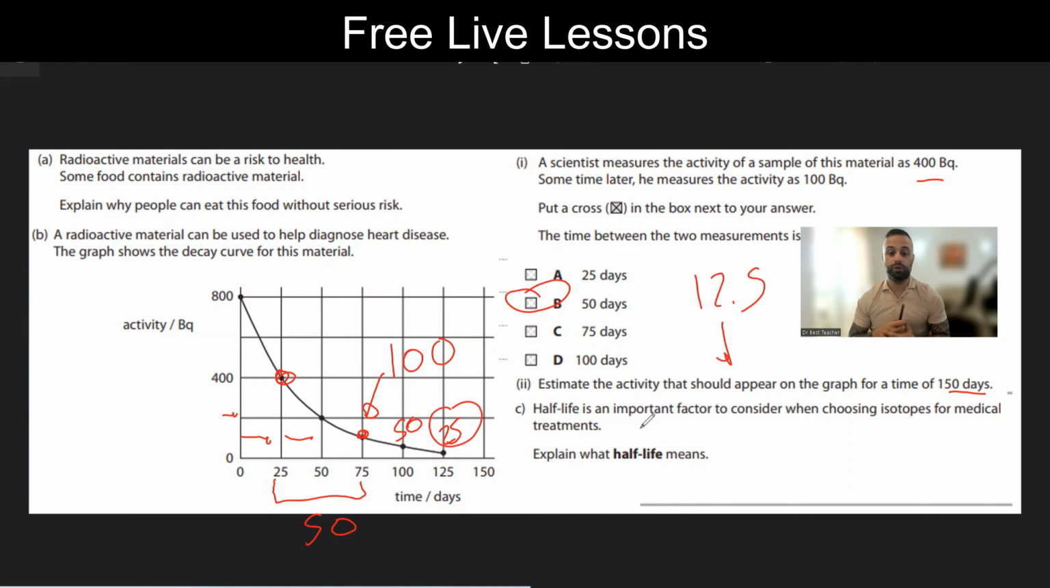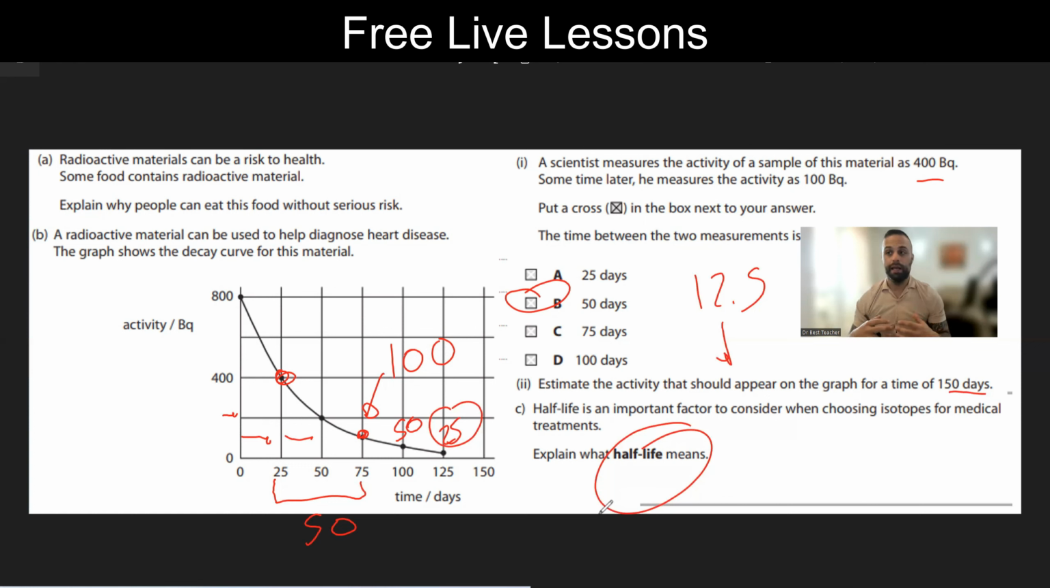Half-life is an important factor to consider when choosing an isotope. What is meant by a half-life? The half-life is the time taken for half the radioactivity to decay. So it's the time for halving, the time for half the atoms to decay, the time for the radioactivity to halve.